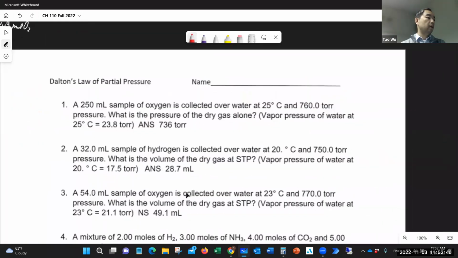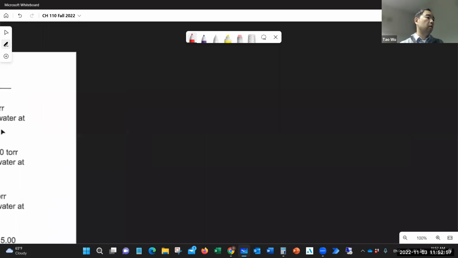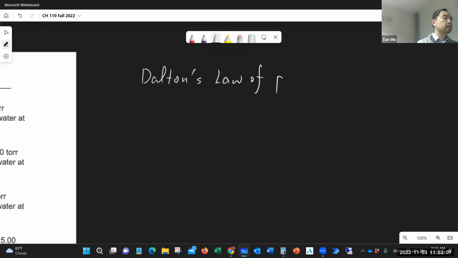The next 2 parts are not that important, and they're actually easy to understand. The first one is called Dalton's law of partial pressure. Okay, Dalton's law of partial pressure.